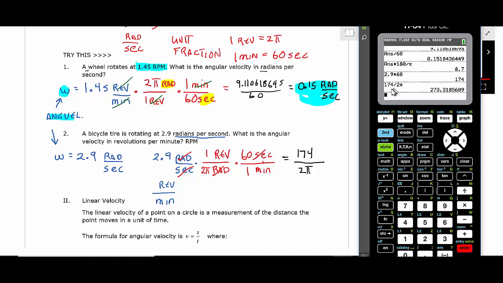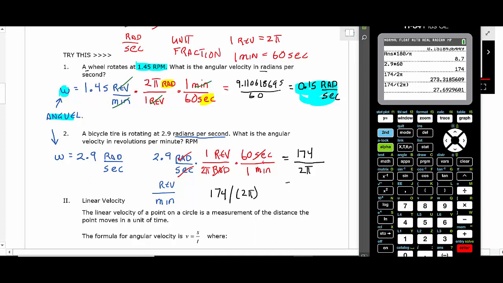If you do it this way, the calculator is following order of operations. It's doing division and multiplication left to right, which is what order of operations says to do. So it's doing 174 divided by 2, getting the answer, then multiplying by pi. That is not what you want the calculator to do. You want the calculator to figure out what 2 pi is, and then do the division. You're going to get a totally different answer. That's the right way to put that in your calculator, so that's a really good thing to make a note of. I see students do that a lot in this class.